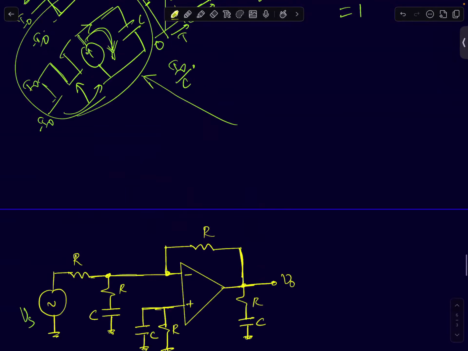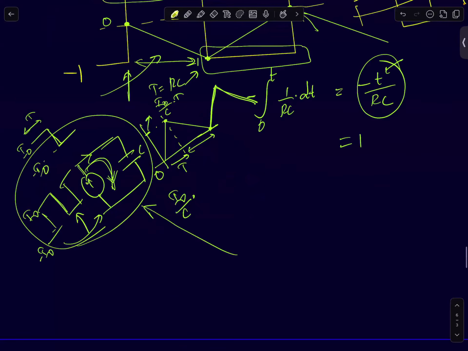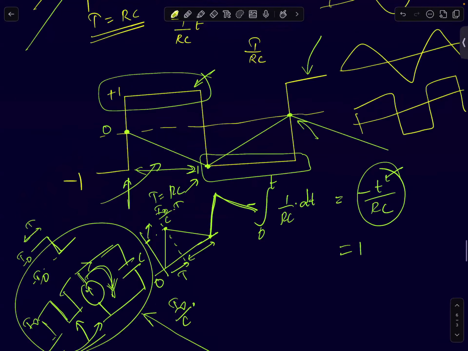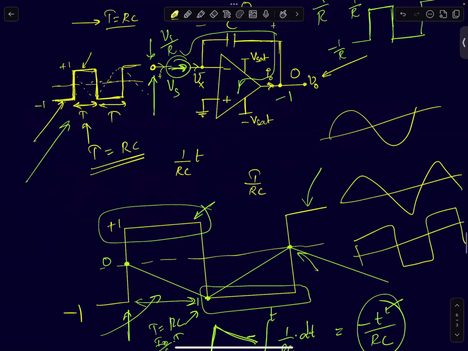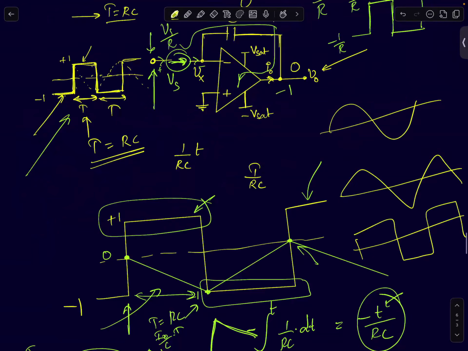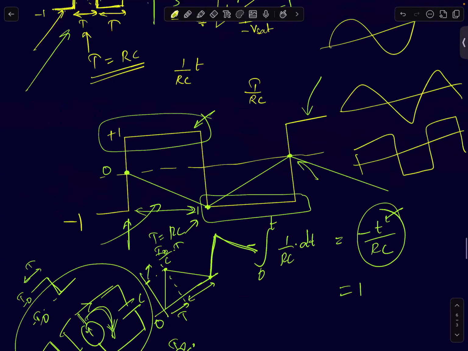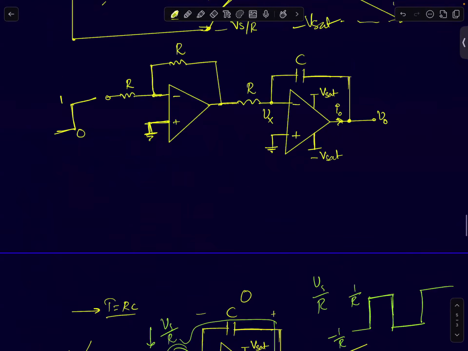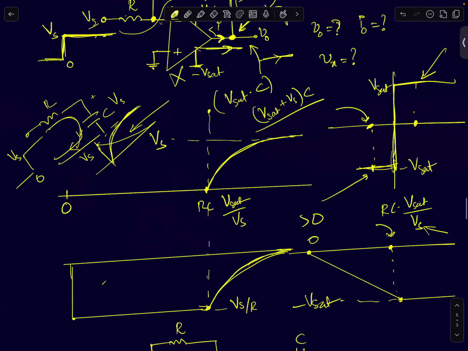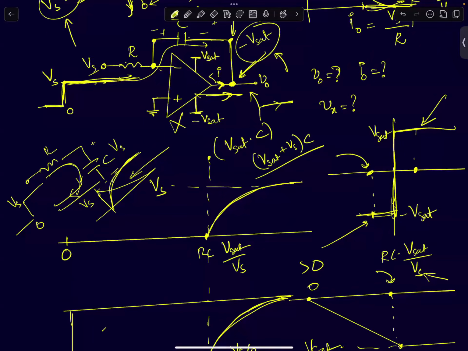Okay, one of you asked a question: can you draw a case where the output saturates? See, we have analyzed what happens when the output saturates when you apply a fixed input. A similar thing will happen here too.